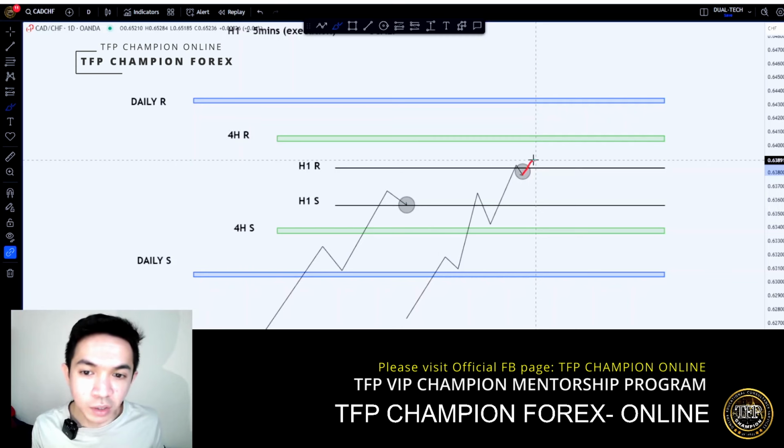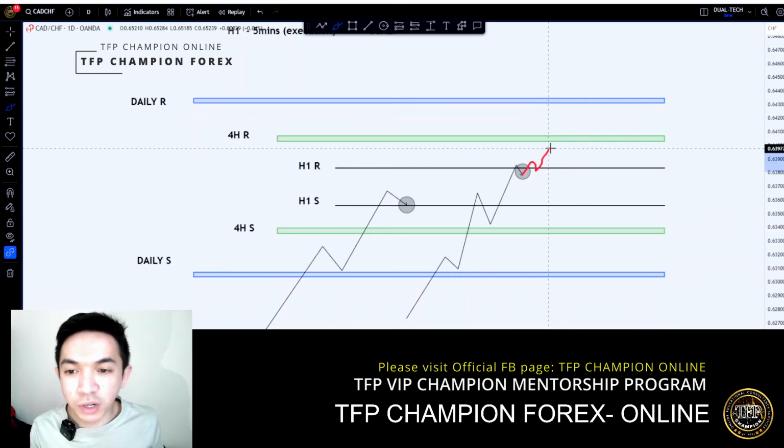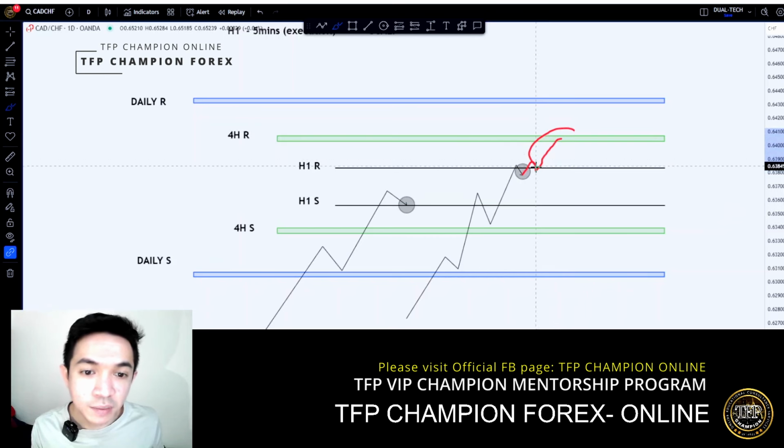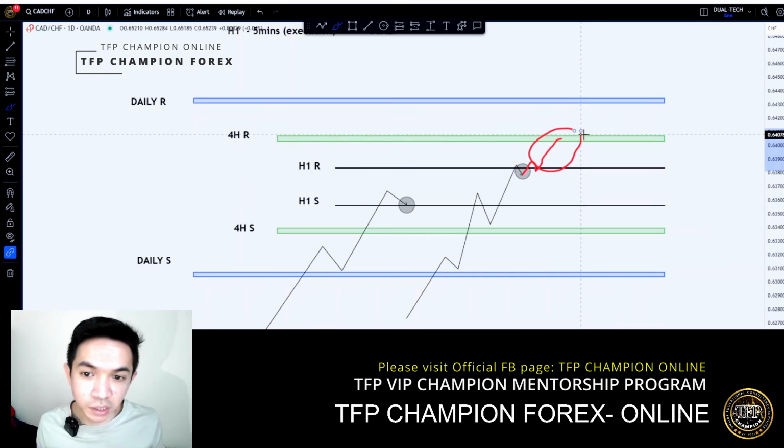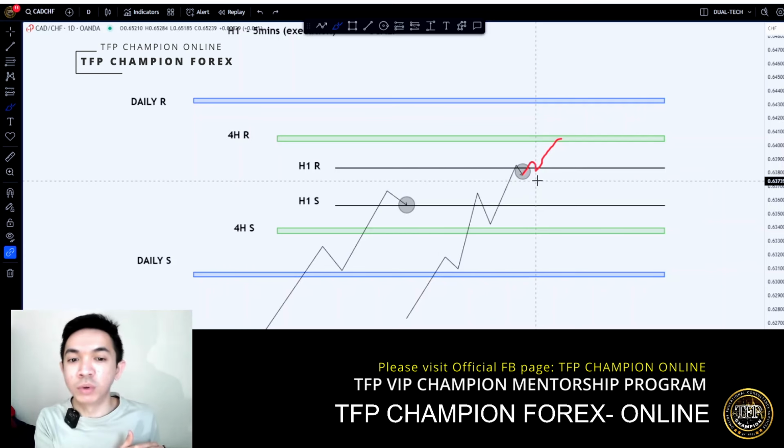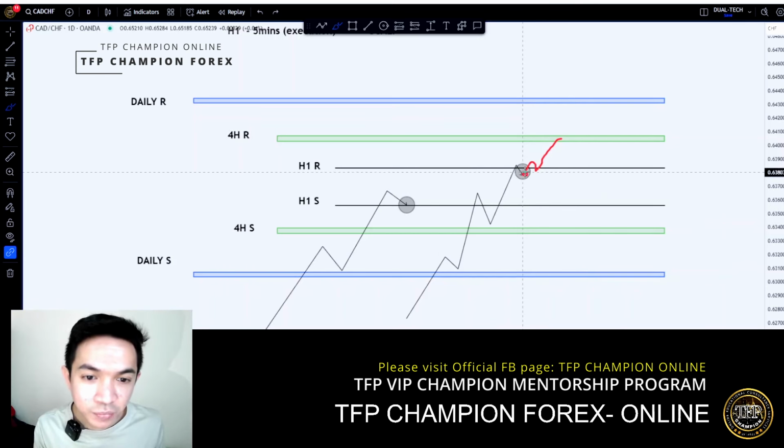Bakit? If yan tumagos at nasatisfy yung rules mo for your system, meron kang H1 level na resistance up to 4-hour resistance level. Ibig sabihin, you can still have this trading opportunity. Okay? On the other hand, as a sell naman, if it satisfies your system rules, ibig sabihin niyan, you can have a sell going back to your hourly support.